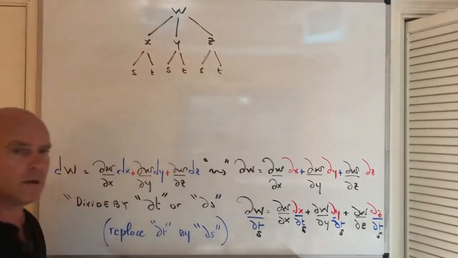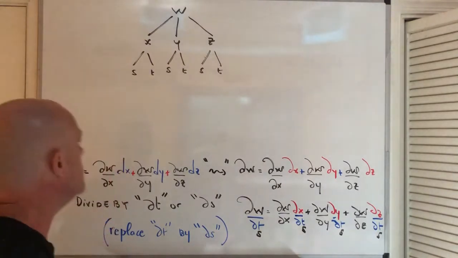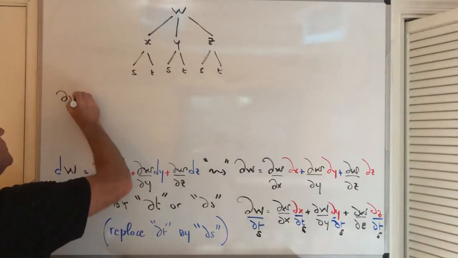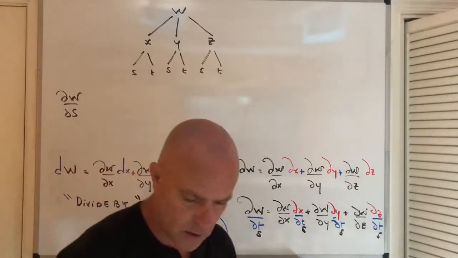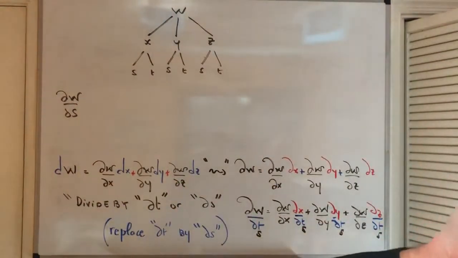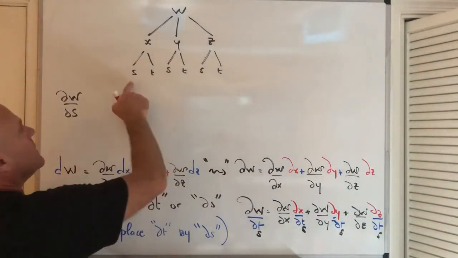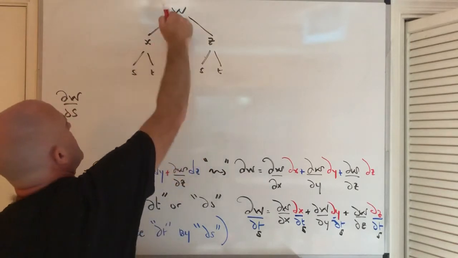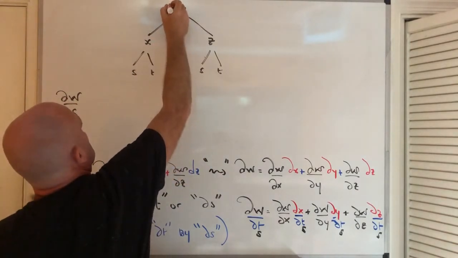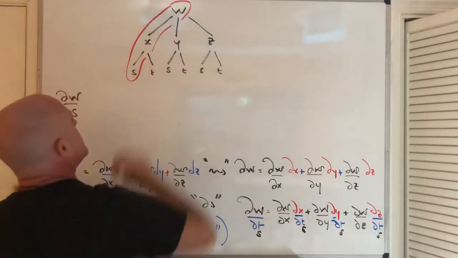Alright, so this is the tree, a tree which has in total 6 branches. And I want to know what is dw over ds. I'm going to get all the branches in a color. Hope this pen works. I'm going to pick every branch where I see s. Here is a branch, and I'm going up in the tree until I reach w. And I'm going to consider this branch.